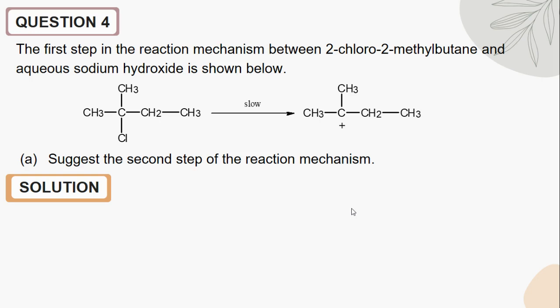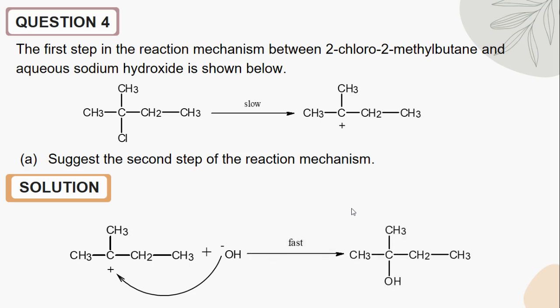So the second step of the SN1 mechanism should be the attack of the nucleophile on the positive carbocation. Your nucleophile from NaOH is OH minus. So the OH minus attacks the carbocation, and this reaction should be fast. And then the place of C positive will be taken by OH. So this is your second step of the SN1 mechanism. In terms of marks, the attack and the correct nucleophile OH gets you 1 mark, and the final product gets you another 1 mark.